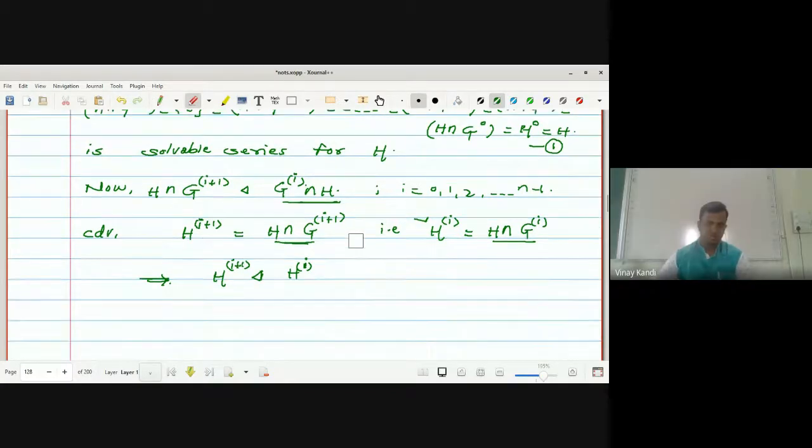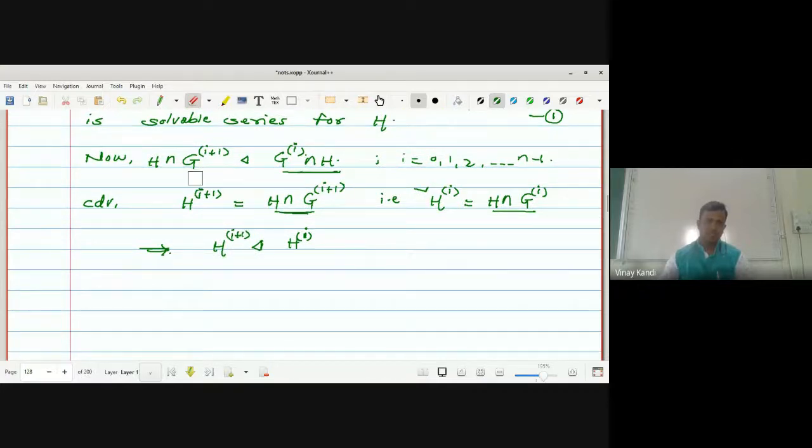Is it clear what I am saying? We know that G raised to i plus 1 is normal in G raised to i. Taking the ith derived subgroup of G and intersecting with H, we get this one. Taking the right-hand side, what do we get? And what have I considered? H raised to i plus 1 is normal in H raised to i.